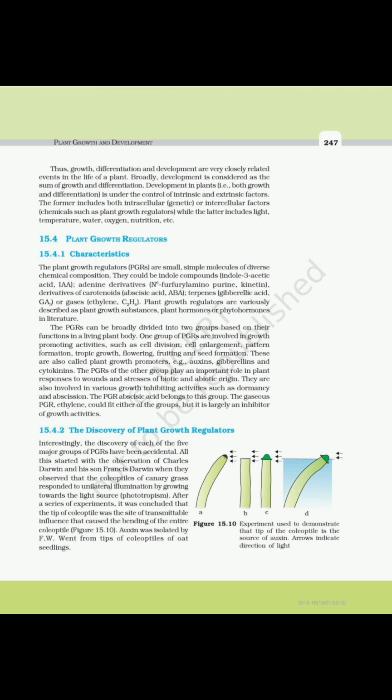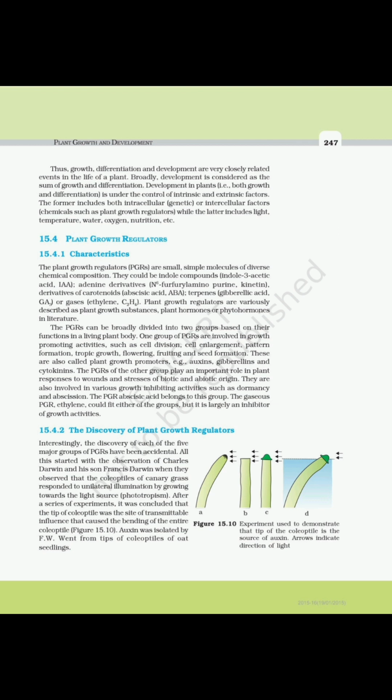In literature, the PGRs can be broadly divided into two groups based on their functions in a living plant body. One group of PGRs are involved in growth promoting activities, such as cell division, cell enlargement, pattern formation, crop growth, flowering, fruiting and seed formation. These are also called plant growth promoters, e.g., auxins, gibberellins and cytokinins. The PGRs of the other group play an important role in plant responses to wounds and stresses of biotic and abiotic origin.